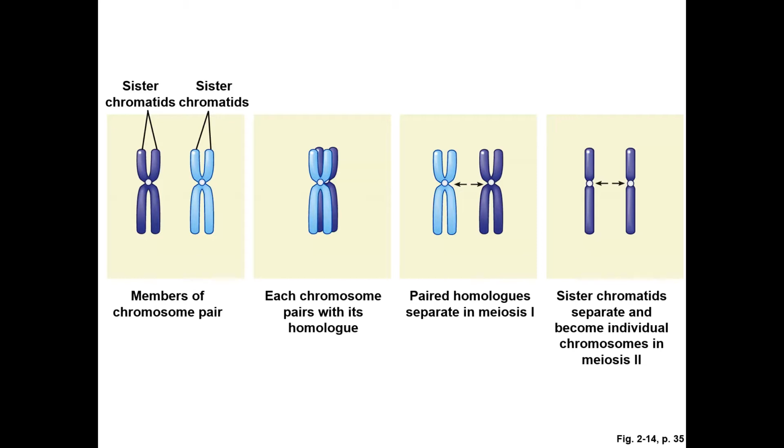So here they're showing in the very left picture, you have members of a chromosome pair, two sets of sister chromatids, one purple and one blue. And then each chromosome pairs with its homologue. So the purple one is the homologue of the blue one, for instance, and they pair up in the second diagram. And then the third diagram, the paired homologues separate in meiosis 1. And then in the very final picture, sister chromatids separate and become individual chromosomes in meiosis 2.